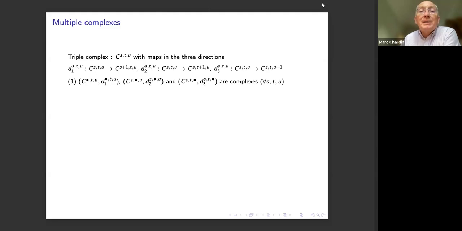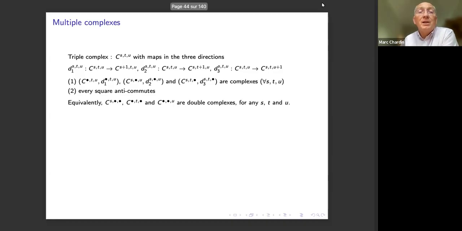And what you ask is that all the lines again are complexes. So if you fix two indices, you get a complex. And that every square anti-commutes. Equivalently, you can just ask that when you fix any of S, T or U, you then have a double complex, while the other indices run.